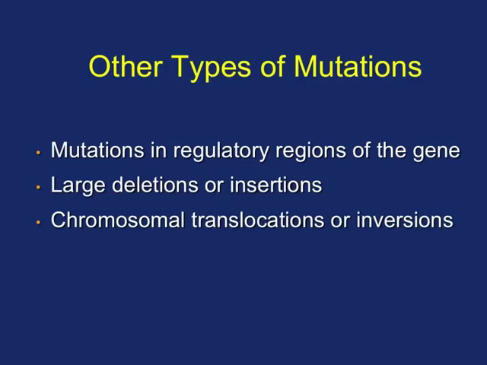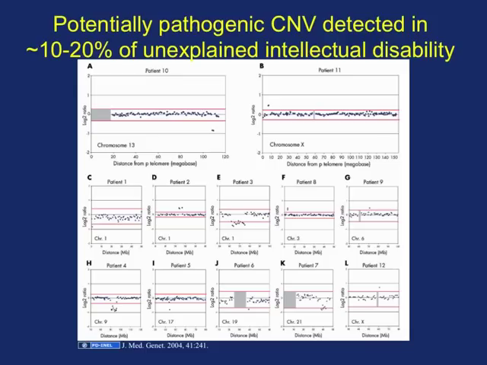There are lots of other types of mutations. We can have mutations in regulatory regions of the gene. We can have large deletions or insertions, like the examples that we saw in alpha thalassemia. We can have translocations or inversions where we stick one part of one chromosome next to part of another chromosome. Lots of things can go on. And again, Murphy's Law, any one of these things you can imagine has happened. Sometimes associated with disease, sometimes not.